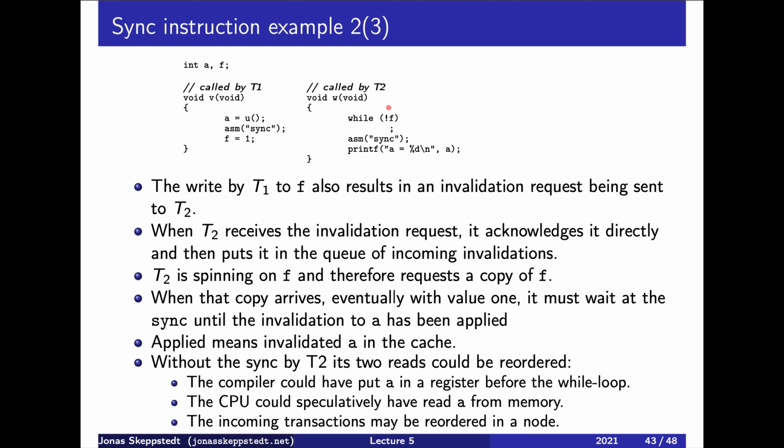So without this sync, there is no ordering for T2, so they could be in the wrong order. But with this sync, it must wait until A has been removed from the cache of T2, and then, when it has been removed, it will continue and fetch the new value of A. So now it will work.